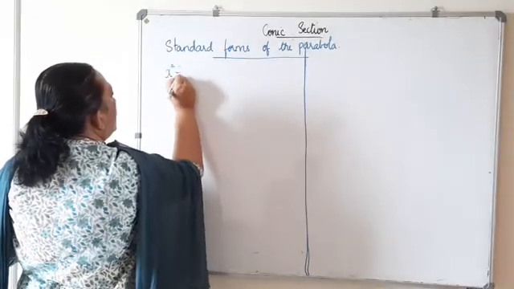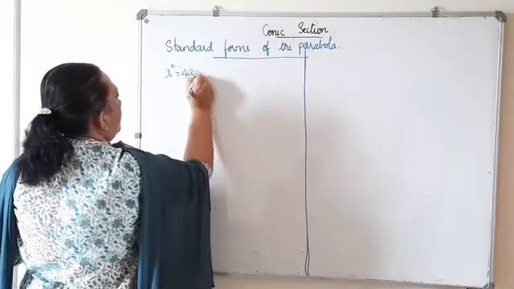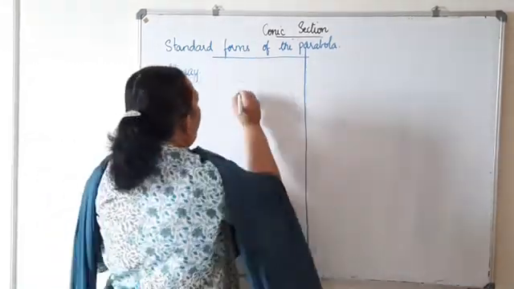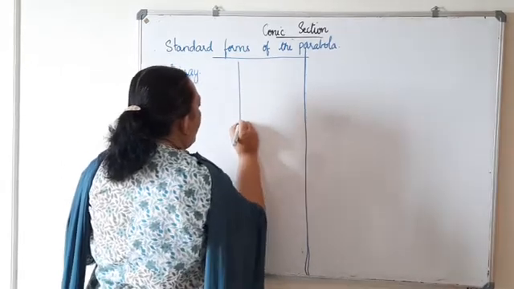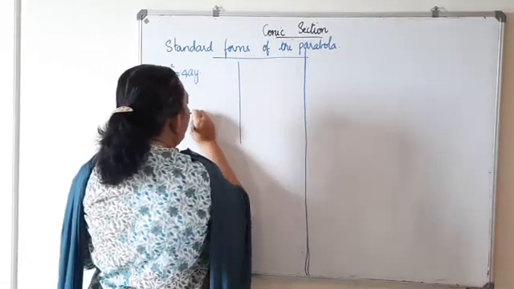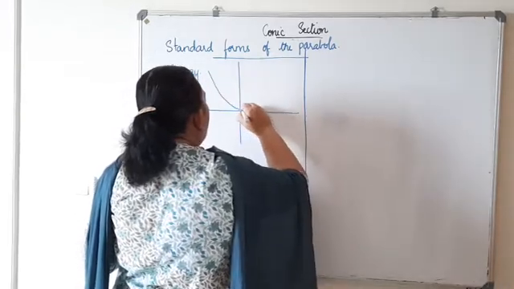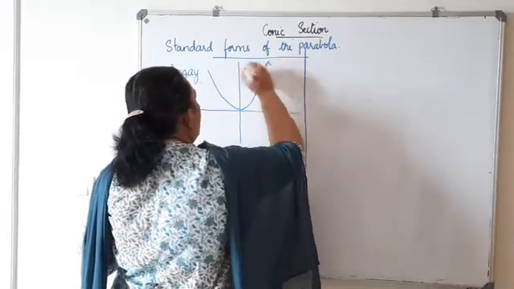X squared is equal to 4ay. What is the standard form of the parabola? Because it is positive, it opens upwards.